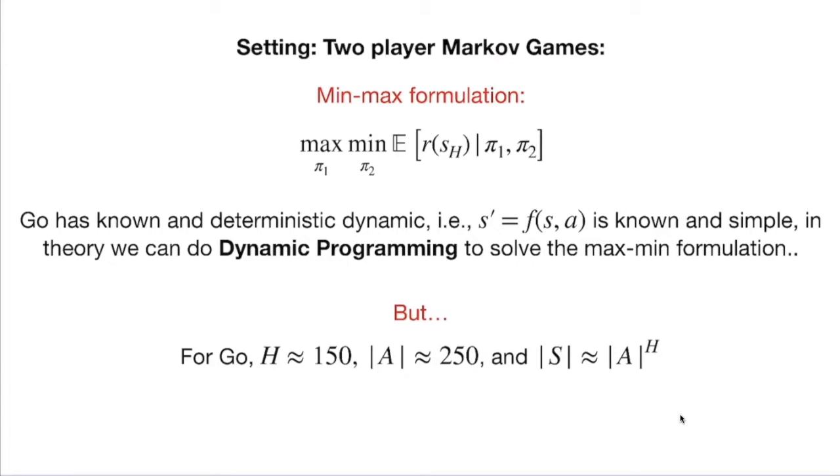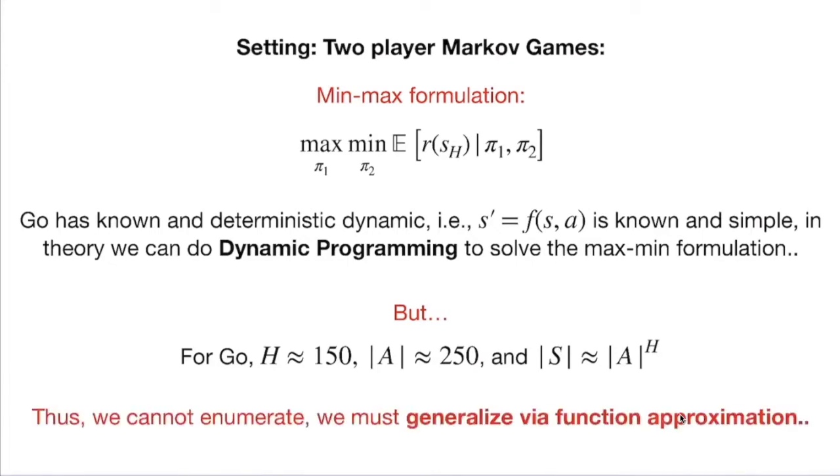Right? So this really means that we cannot enumerate. Dynamic programming requires enumeration, because you need to record down the value for different states, and then you can do dynamic programming based on the information that you recorded so far. So this means we cannot do that. We must generalize via function approximation.